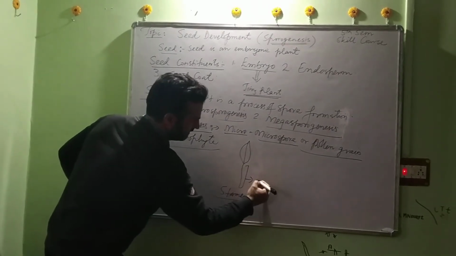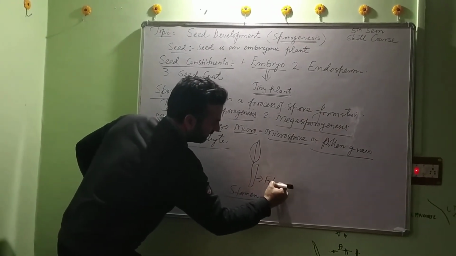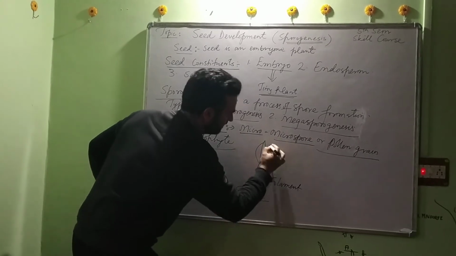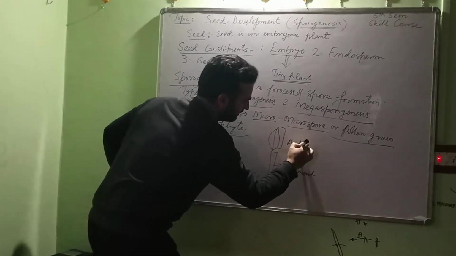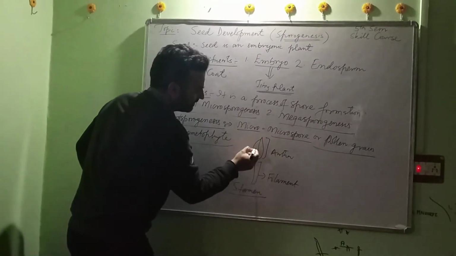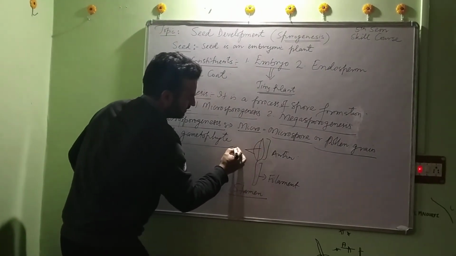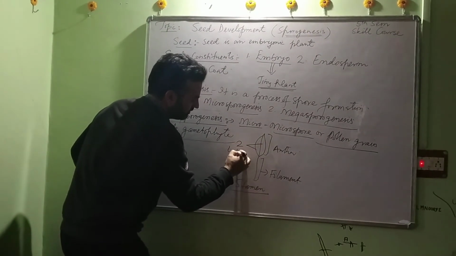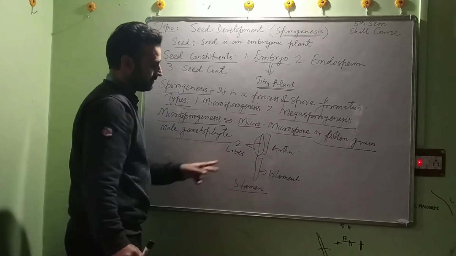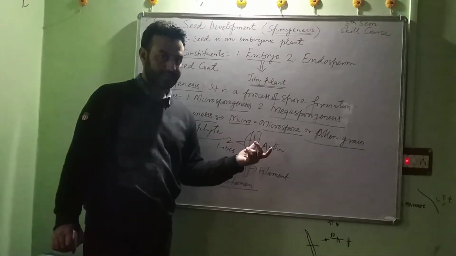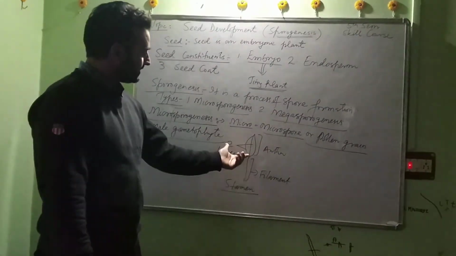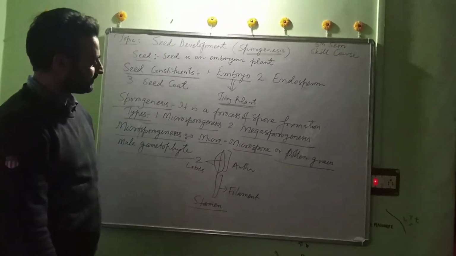This is the filament, and this is the anther. These are the two lobes of the anther. So we can say the anther is bilobed in the case of angiospermic plants.